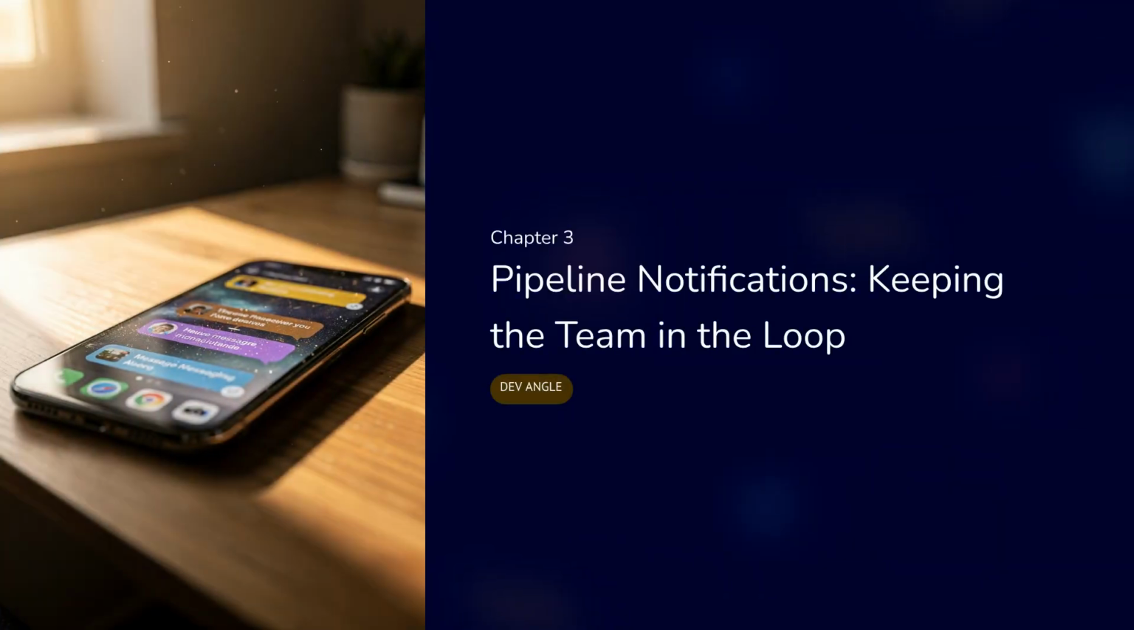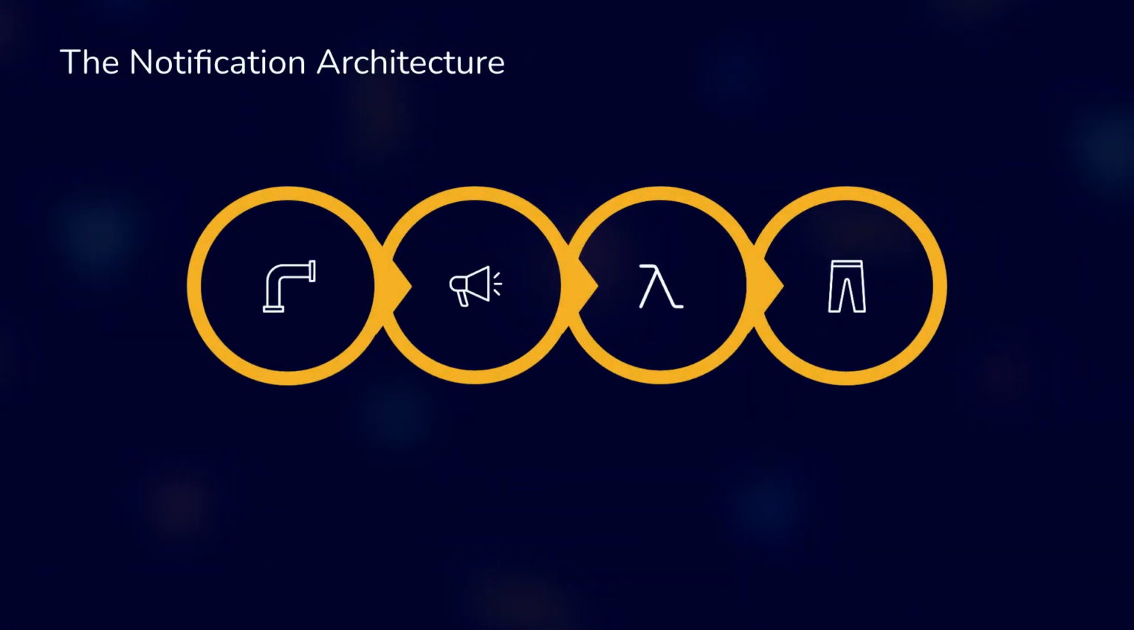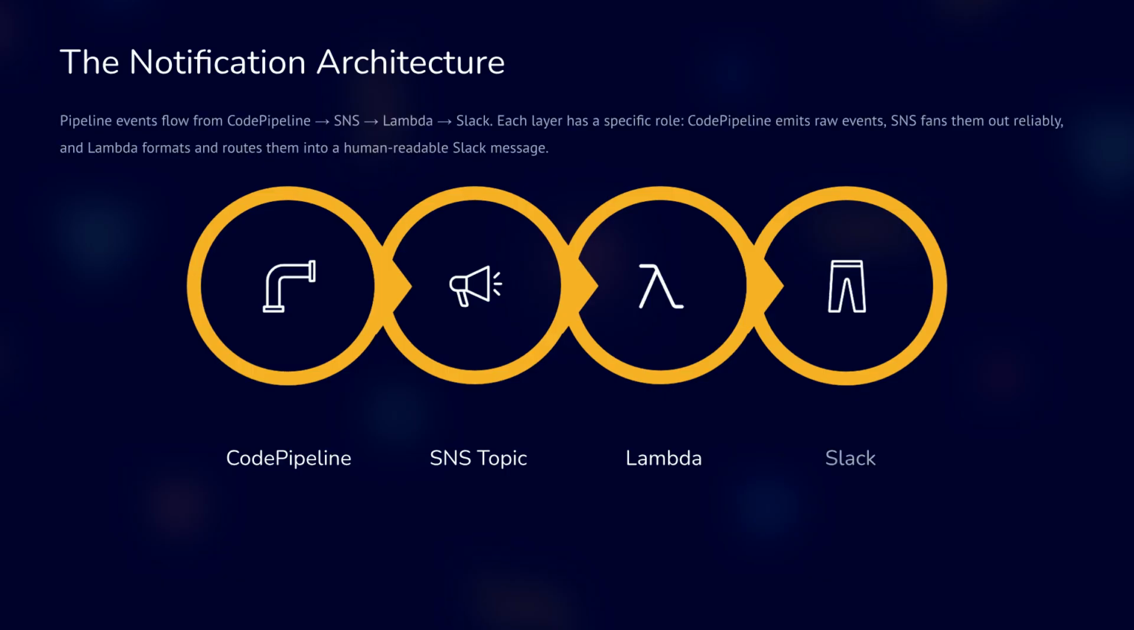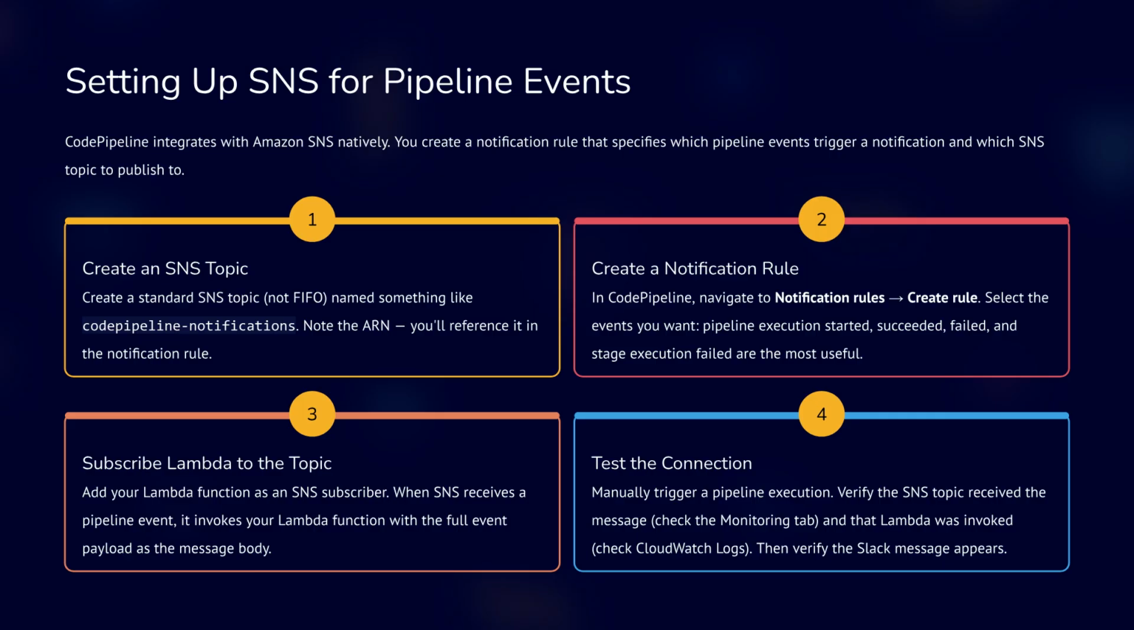Now let's delve into pipeline notifications to ensure the team is always in the loop. The notification architecture flows from CodePipeline to an SNS topic, which triggers a Lambda function, and finally sends a formatted message to Slack. This decoupled design allows for flexible scaling and integration with other services. Setting up SNS involves creating an SNS topic, configuring a notification rule in CodePipeline for relevant events, and subscribing the Lambda function to the SNS topic. Always test the connection after setup.